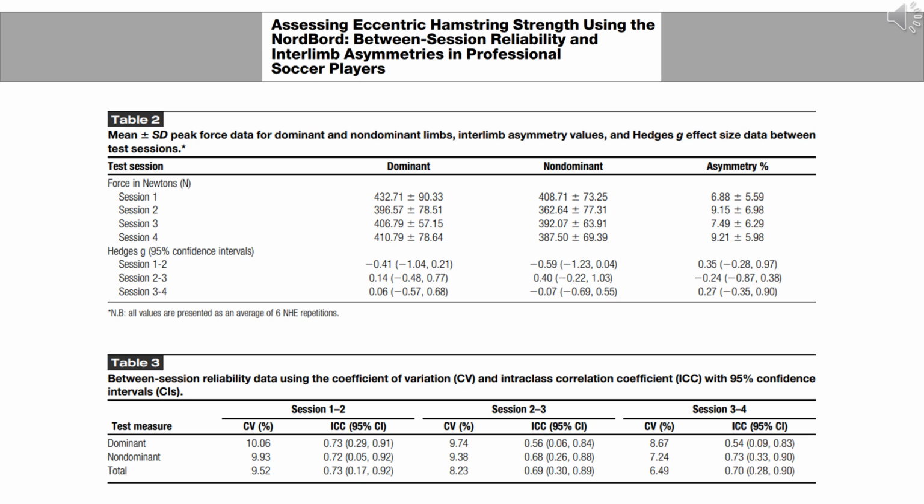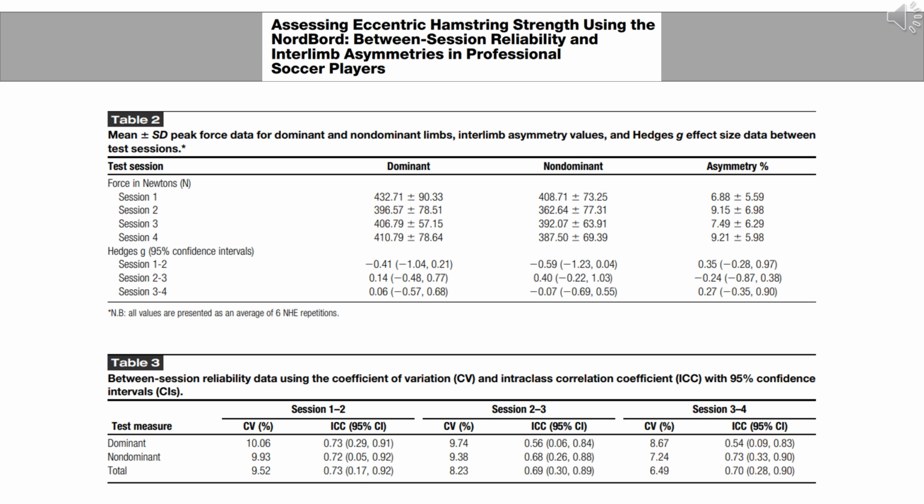Now, the first thing to tell you is when we start looking at the differences between test sessions, that was quantified through Hedges G, and we can see that generally speaking, differences tended to be either trivial or small, but we did get one moderate difference between sessions 1 and 2 for the non-dominant limb, and you can see that just by looking at the raw scores in session 1 of 408 newtons versus 362 newtons in session 2, and we put that down to a slight increase in volume load that these professional players were experiencing between weeks 3 and 4 of the pre-season.